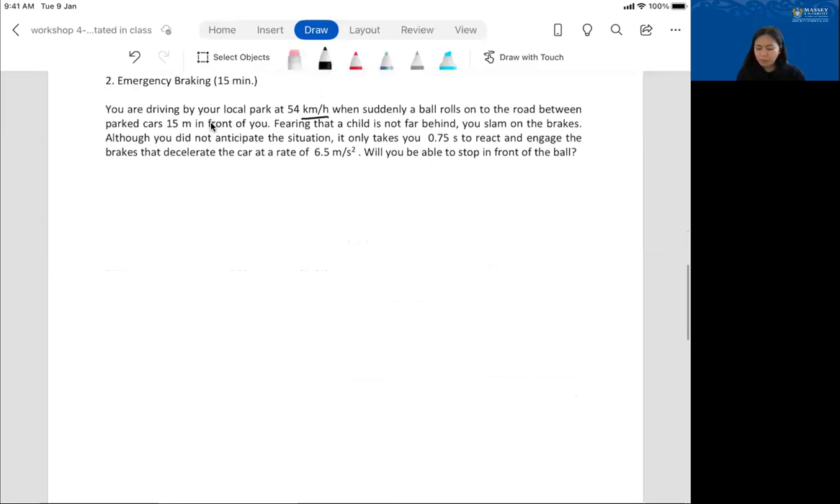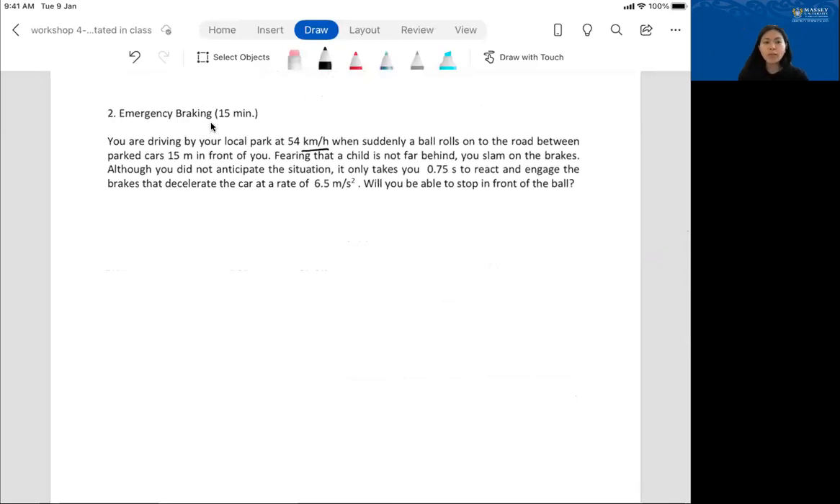Right, now for this worded problem, 54 kilometers per hour. When we're solving problems, especially using kinematic equations or any equations, our units need to be consistent, preferably in SI units or standard units. So 54 kilometers per hour is equal to 15 meters per second. So distances in meters and times in seconds. Right. So we'll use 15 meters per second.